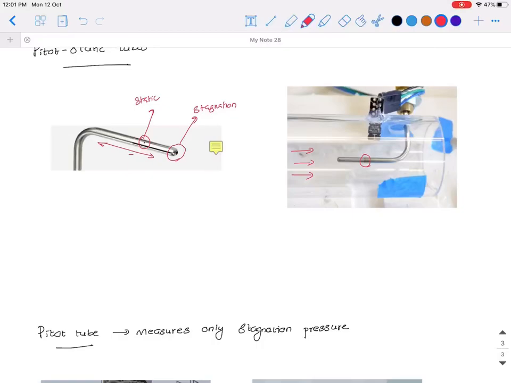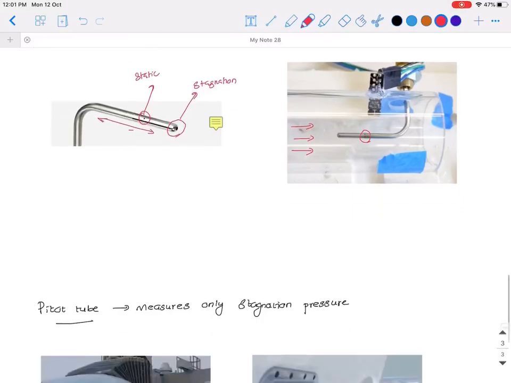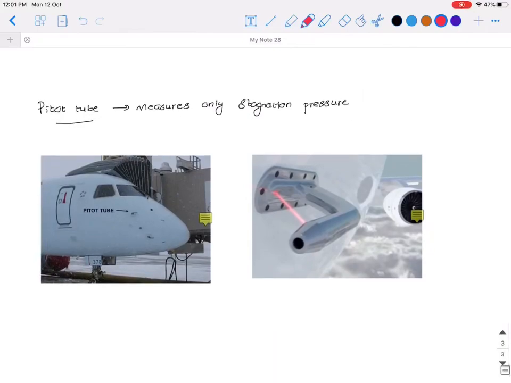There is something called a pitot tube, which is not directly relevant to Bernoulli's equation, that is used to measure only stagnation pressure. So the objective of a pitot tube, not a pitot static tube, is to measure stagnation pressure, and it is heavily used in airplanes. You can see here how it looks. The airflow will come and hit zero velocity here, so there will be some form of pressure measuring device attached to it, which is used to measure stagnation pressure in airplanes.